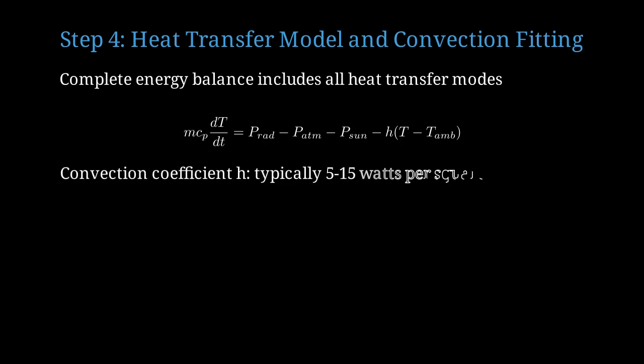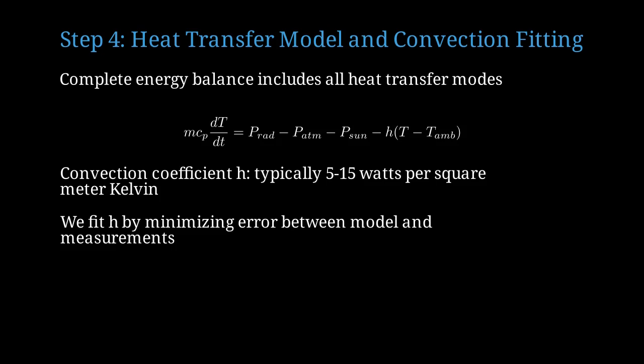The convection coefficient H depends on wind speed and typically ranges from 5 watts per square meter Kelvin in still air to 15 in moderate wind. We determine H by running our model forward in time and adjusting H to minimize the root mean square error between predicted and measured temperatures. H equals the argument that minimizes the square root of 1 over n times the sum of T model minus T experimental squared.